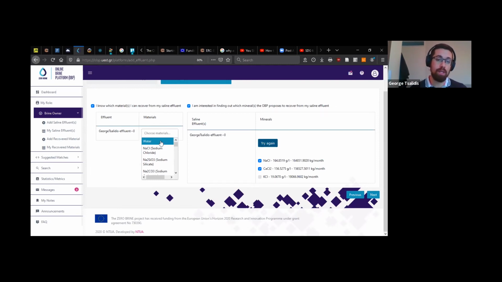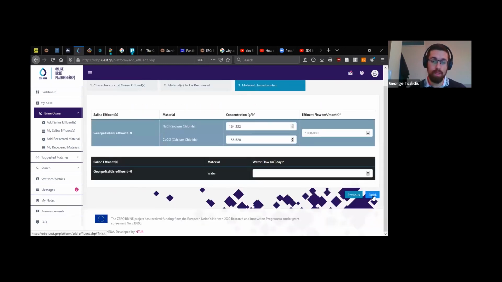So in this case, let's try and make a combination from both. And let's say that I already know that I have water that I can recover, or I'm interested in recovering. And I'm not going to add any materials here, but I'm going to leave this as it is. And in this case, the platform will combine information from both options. However, as I said earlier, you can only include one of the two, and then it's the same. It depends what is known from the user.